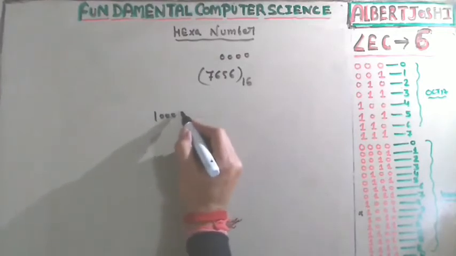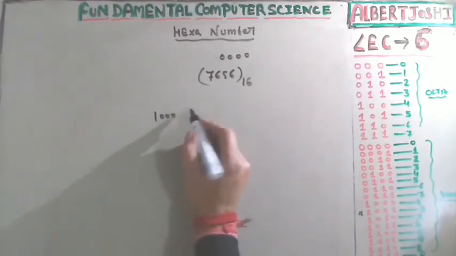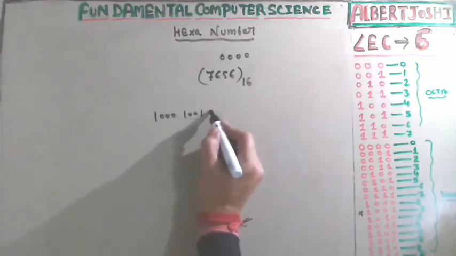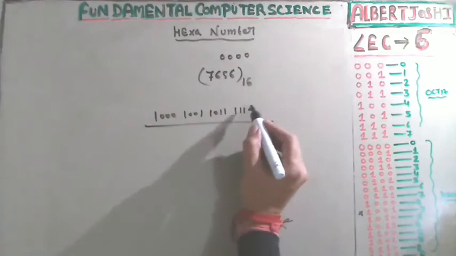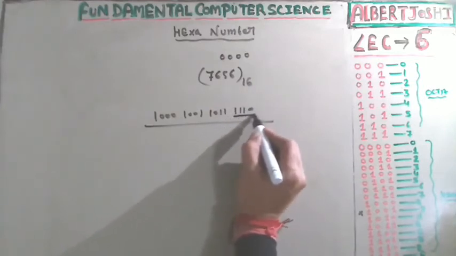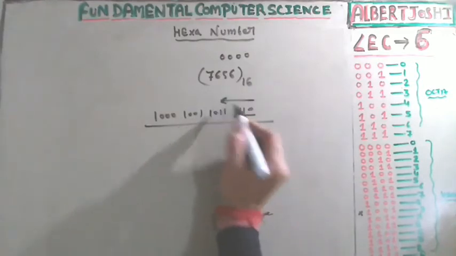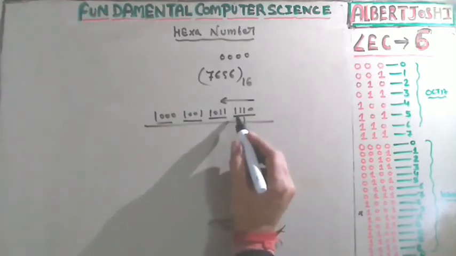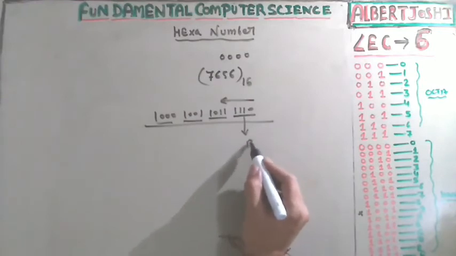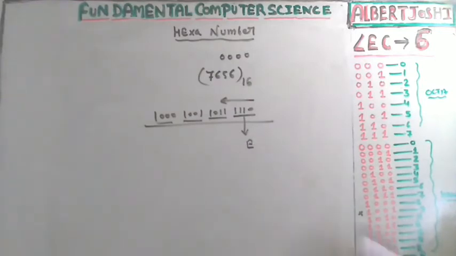Now suppose you have this number: 1000, 1001, 1011, 1110. In this condition, you take 4 digits at a time from left to right. This group of 4, 1110, is representing E. You can see that 1110 represents E.